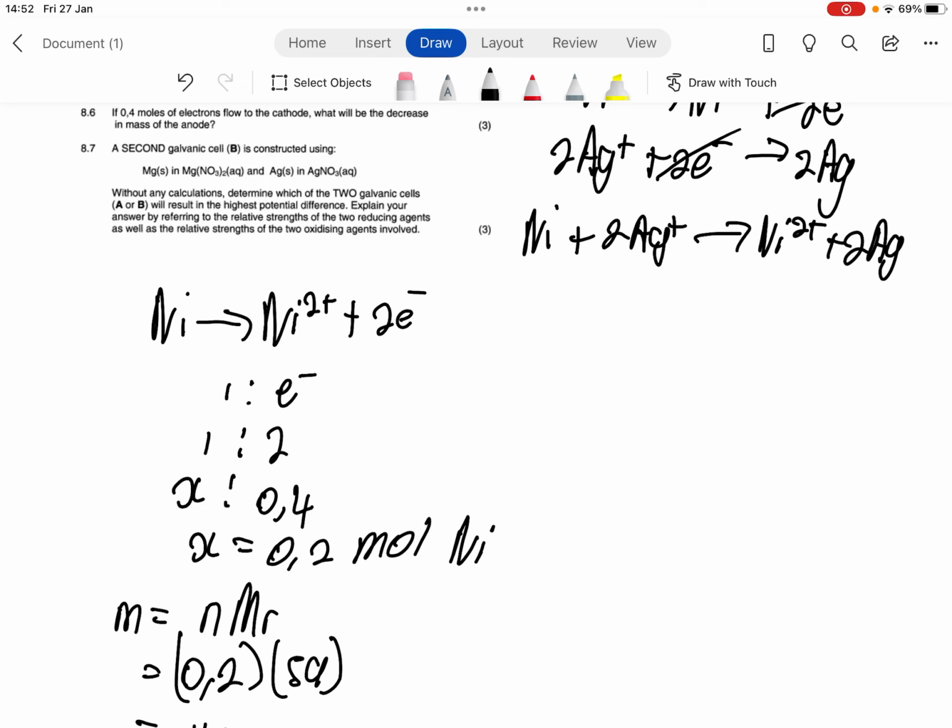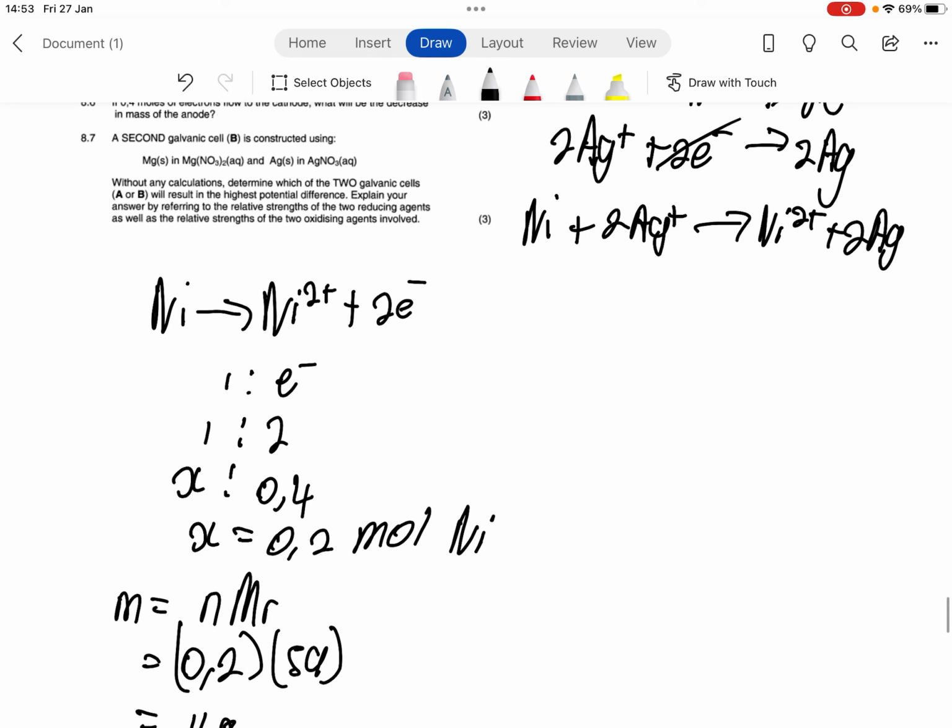So what we're going to do is take what they've given us, and try and use the molar ratio to get what we can use in a formula. So they've given us the number of moles for the electrons, so we can use the molar ratio to calculate the number of moles of nickel solid that has now been removed from that anode. And we use the molar ratio, and we get 0.2 moles of nickel. Okay, so that's the amount of nickel that has been removed. So it's the decrease in that anode.